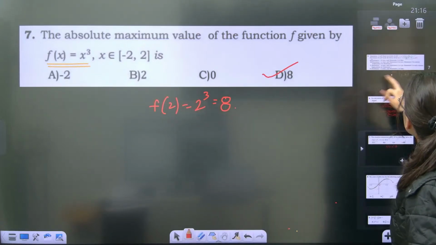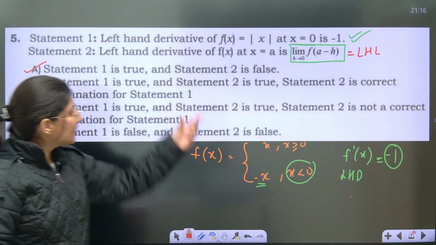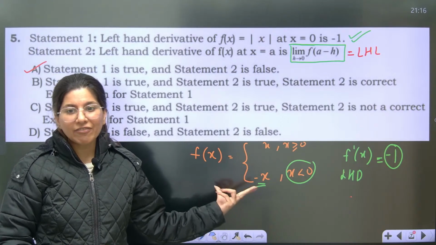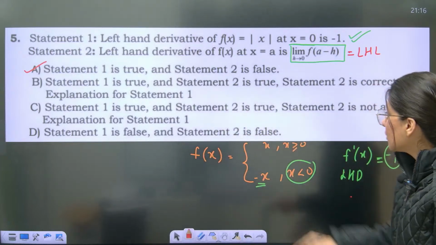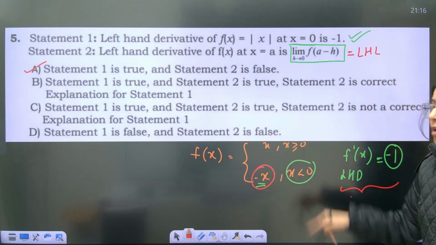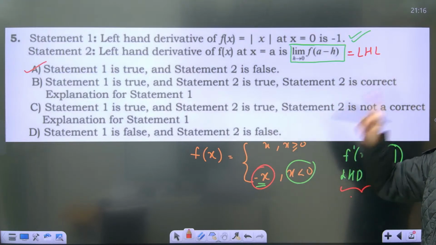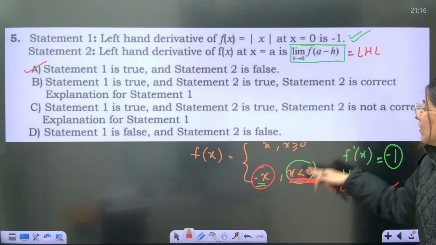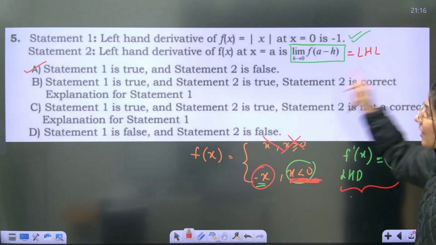Now 5th MCQ, you are saying 5th MCQ. So I told you in 5th MCQ, left hand derivative. So this is your f x. You know what is modulus of x? So I have just defined the modulus of x. Now I need to differentiate it, f dash x. Okay, so this is your f dash x. F dash x is equal to -1. If you talk about the left hand derivative, as per the question, they are very clear. They are talking about left hand derivative. That means they are talking about x less than 0. Can you see this? We are not interested in right hand. Now differentiate, you will get -1. That means statement 1 is true.